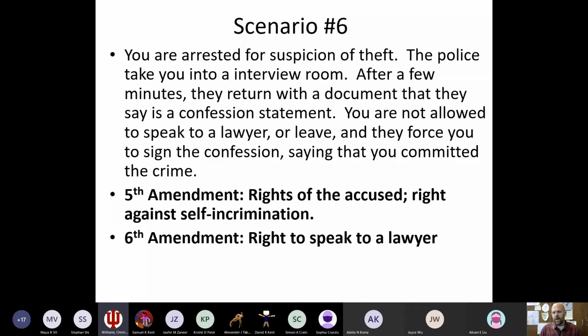Okay. We're going to have more situations and more circumstances and scenarios like this with the assignment. They're not quite as drawn out, but it'll be the same approach where you're going to have to choose whether or not there's a violation that has occurred and then what amendment applies to it.